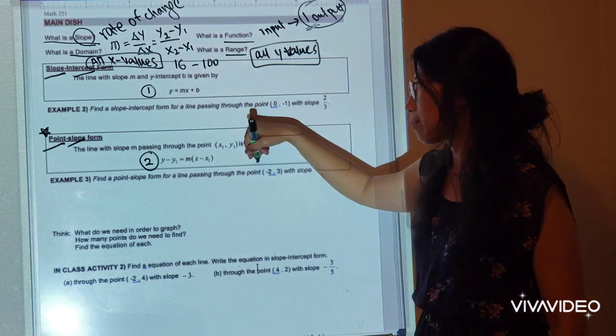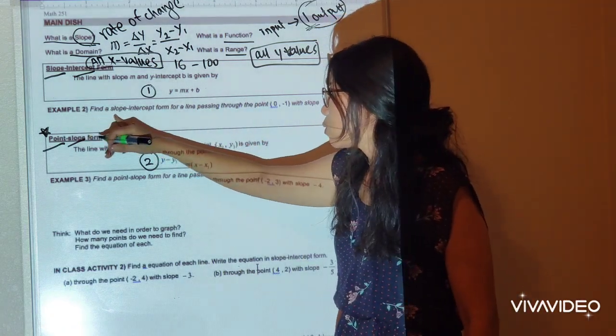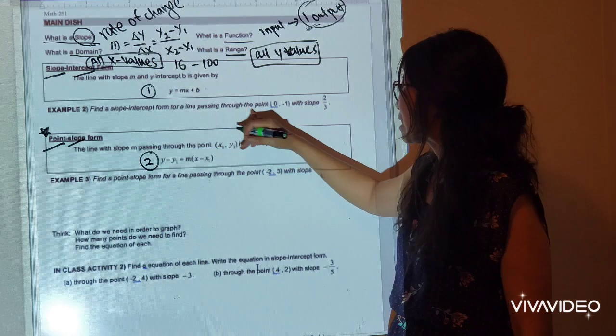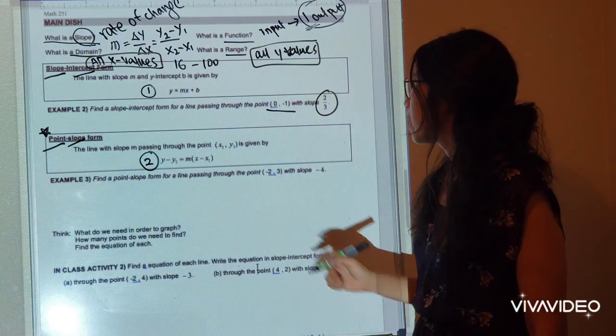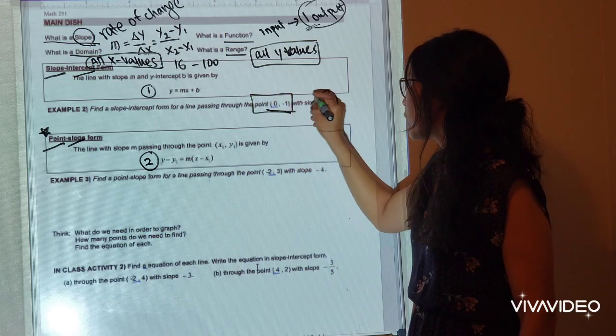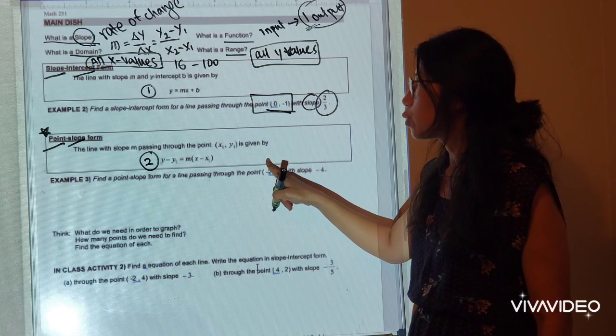So let's look at the example. Find the slope-intercept form of the line passing through the point (0, -1) with slope 2/3. In this equation, I have a point and slope, so you can actually use point-slope form.